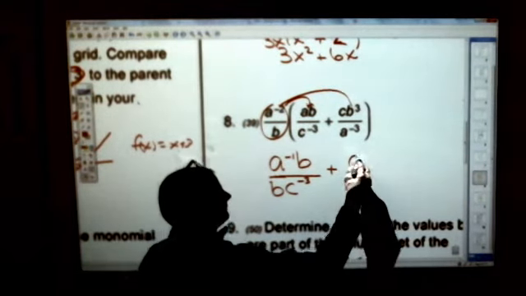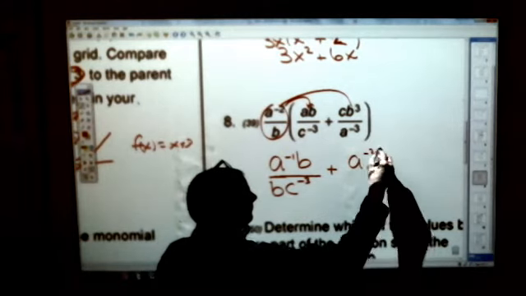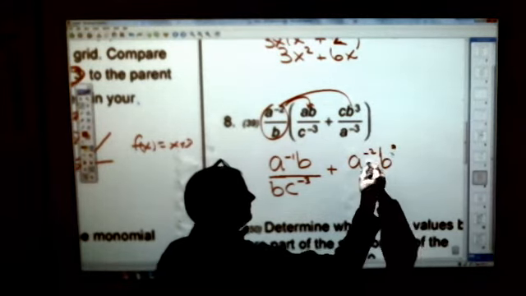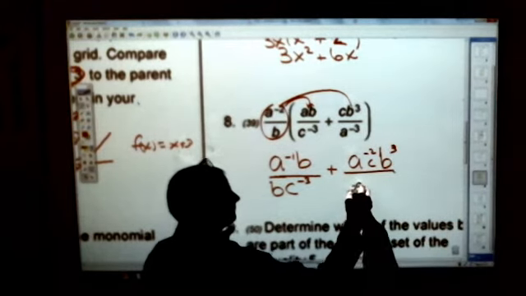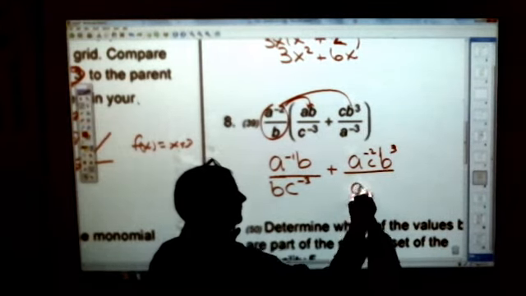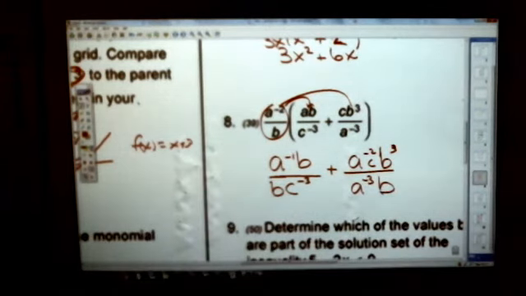You have an a to the negative 2, which has no friends, a b to the third, and a c. I guess I'll do it in the order they do. And that's over a to the negative 3b. So far, so good? Stop me there if you don't catch that.